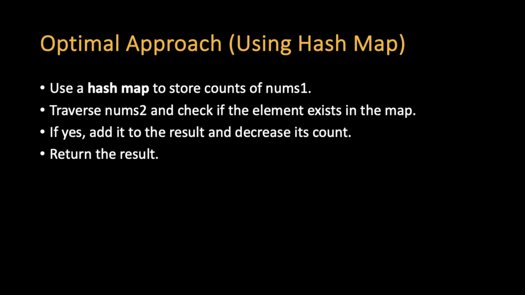That means we will store the frequency of the nums1 elements. Then we will traverse through the second array, that is nums2, and check if that element exists in the map or not. In the map, first we will store all the frequencies of the first array. Then we will traverse the second array and compare with the map. If we find that element, we will add it to the result and decrease its count in the map, and at last we will return the result array.